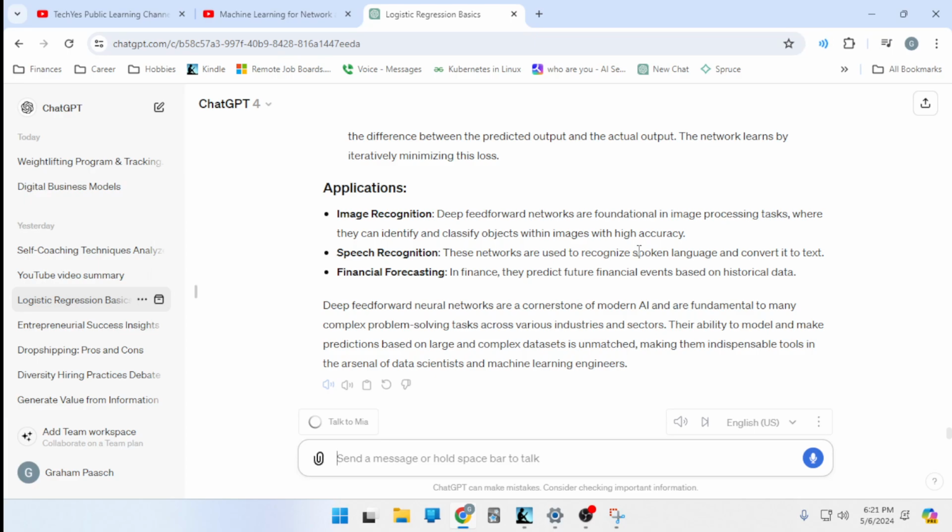Deep feed-forward neural networks are a cornerstone of modern AI and are fundamental to many complex problem-solving tasks across various industries and sectors. Their ability to model and make predictions based on large and complex data sets is unmatched, making them indispensable tools in the arsenal of data scientists and machine learning engineers. All right, sounds good to me.